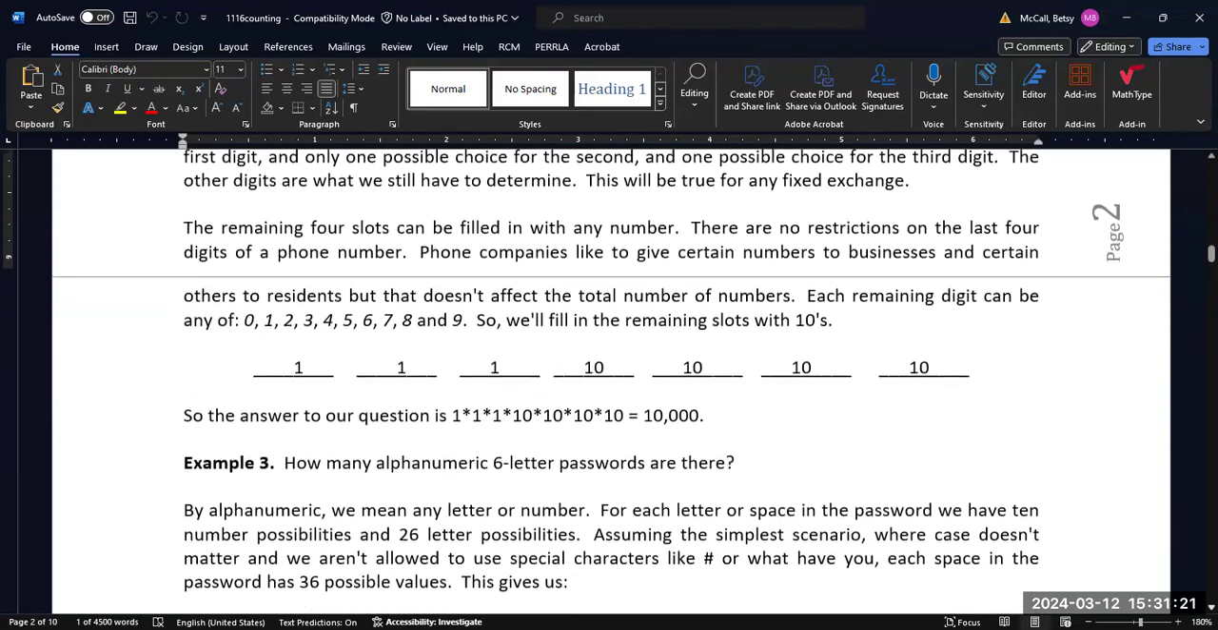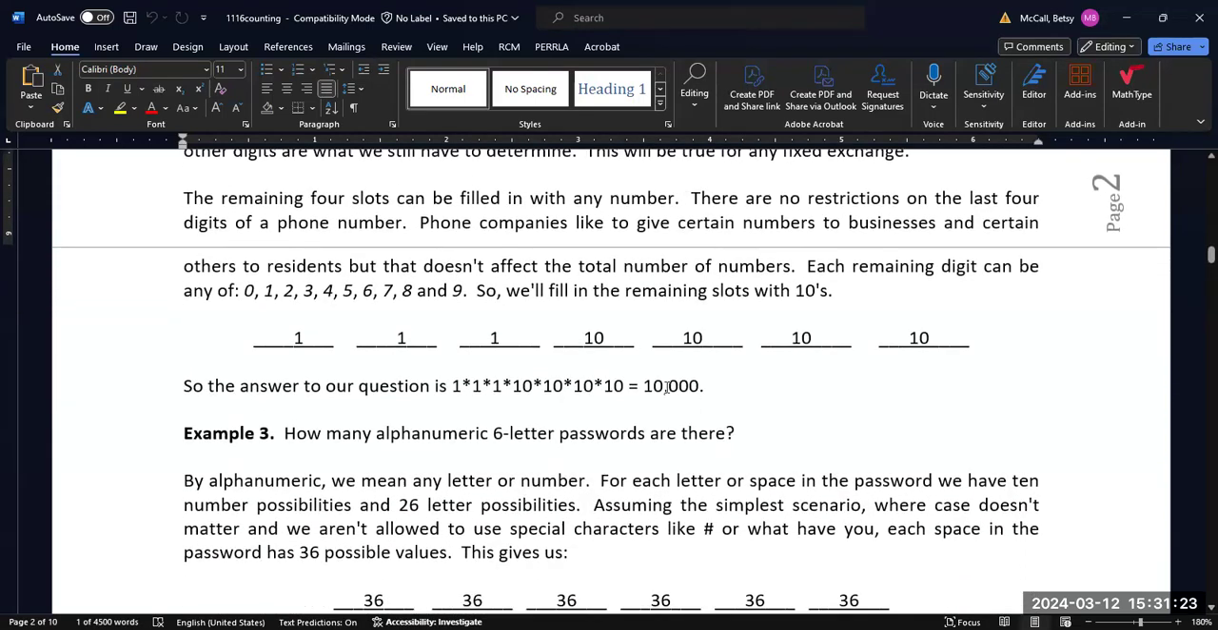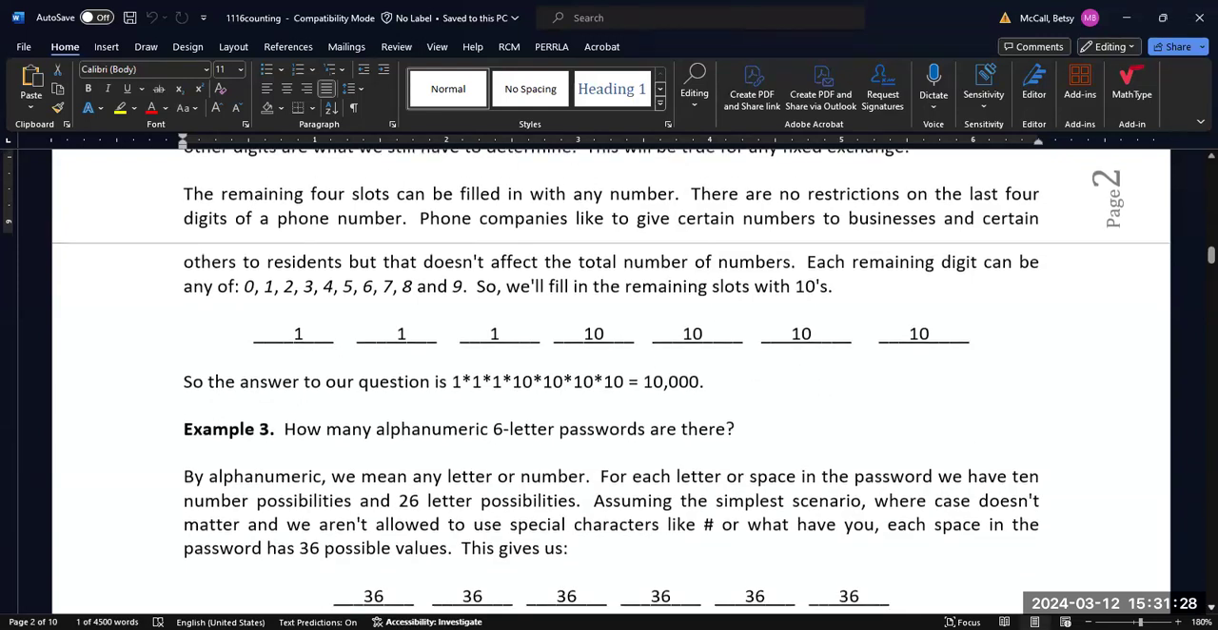Many years ago, they broke up many area codes because they were running out of telephone numbers within the area code that they could use.